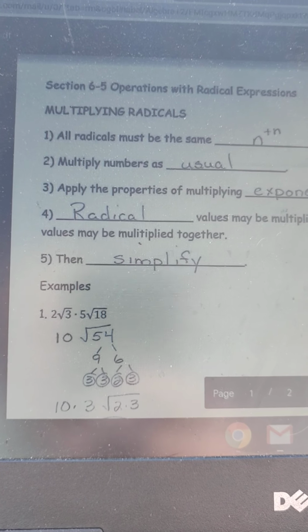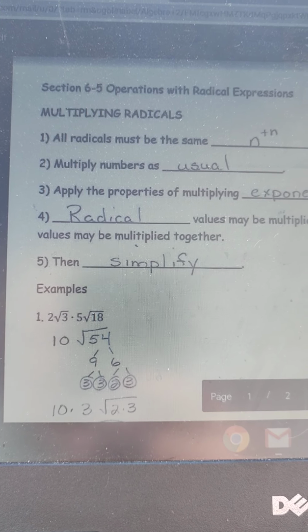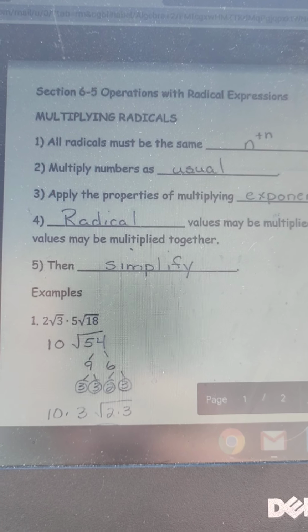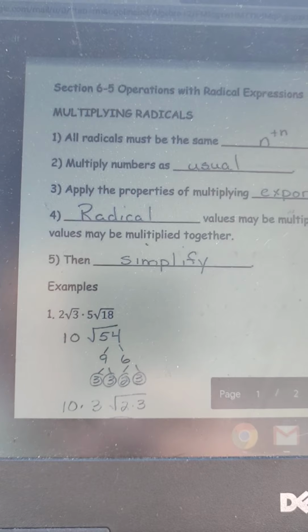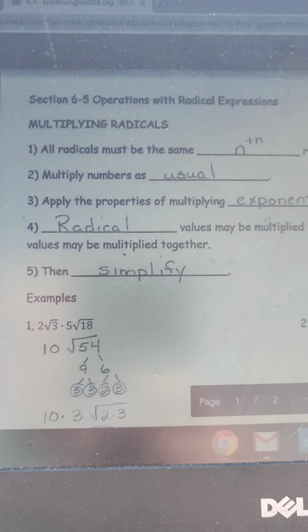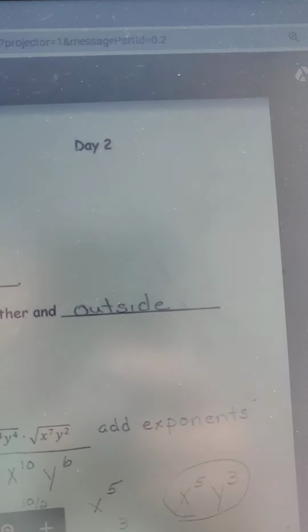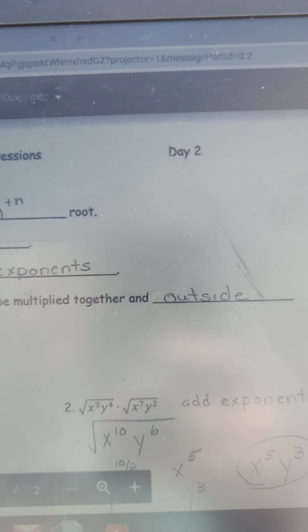Hello and welcome to 6.5 day 2. We are going to be talking about what to do with radicals when we're multiplying and adding them together. So this is our day 2 page of notes.